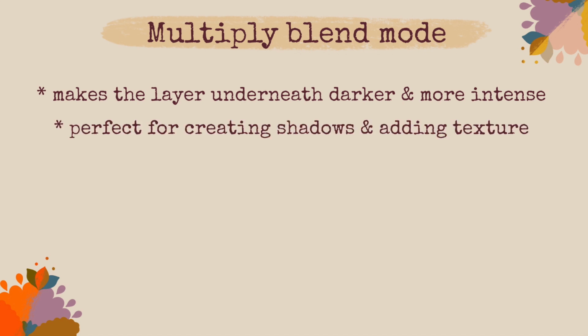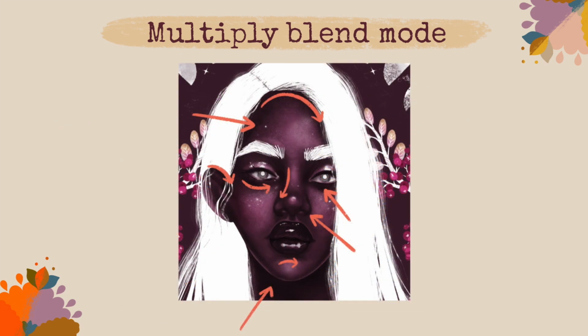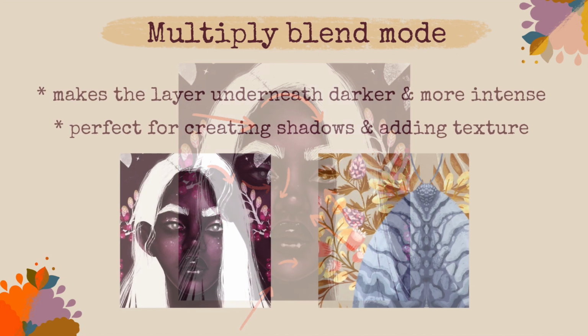Let me show you a few examples on my own illustrations. I selected those two illustrations for you. Let's first have a look at the portrait on the left. You see by looking at the arrows that all those highlighted areas, the forehead, underneath the eyes, underneath the nose and around the nose and the lips, and also the neck area were darkened using the multiply blend mode.